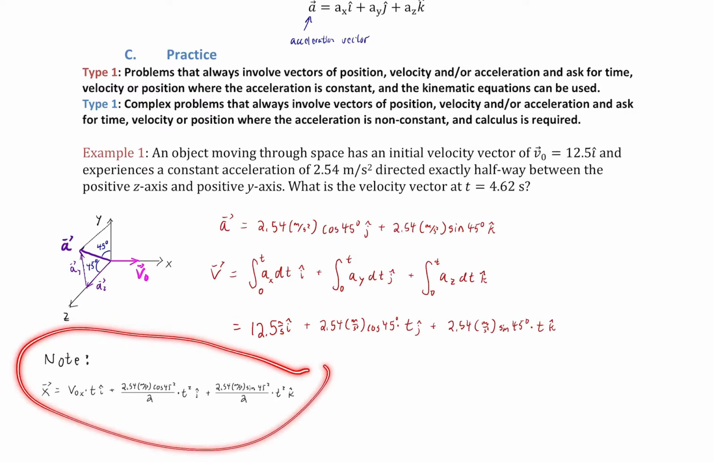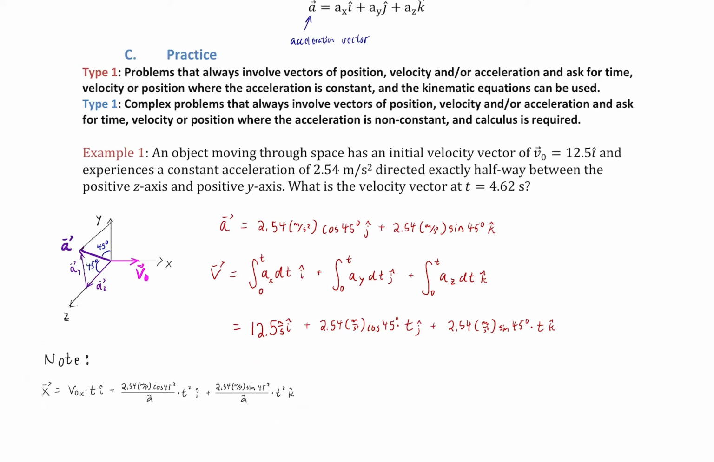I could also have gone over to position. If I'd gone over to position, I would just get more things that look like the kinematic equations, right? v naught x times t. I would get a 1/2 t squared and a 1/2 t squared, and then a x, a y, a z. So absolutely consistent with the kinematic equations, especially because v naught y and v naught z are equal to 0. And then, of course, a x is equal to 0.